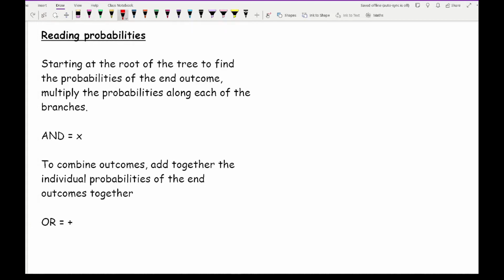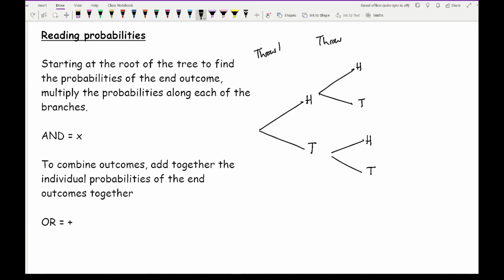So, for example, let's say I'm throwing 2 coins. I've got a head and a tail, and then on my second throw, I've got a head and a tail. So this is throw 1, and this represents throw 2. Here, if I'm going to get H and H, then what I would do is multiply this probability by this probability.